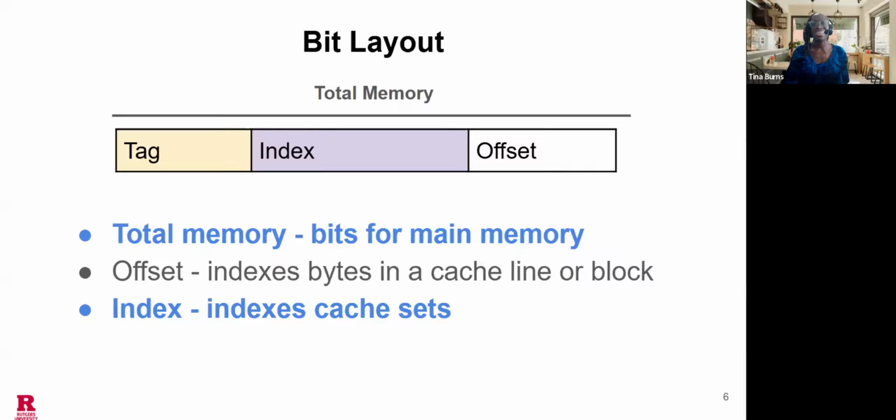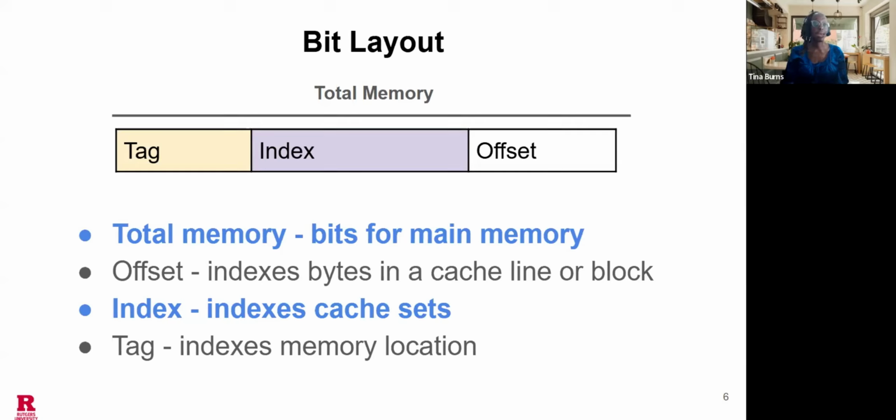Your index, IS, is going to tell you the number of cache sets, so ICS. Index is for cache sets. Your offset is going to be bytes per line. And then your total number of memory, of course, is going to be your total number of memory. Or your tag, that's the easiest one to do because that's typically what is left over after you get your offset and your index. You can take that and subtract that from your number of total bits for the memory, and you can get your tag. And that's going to index your memory location or tell you where you can find that in main memory.